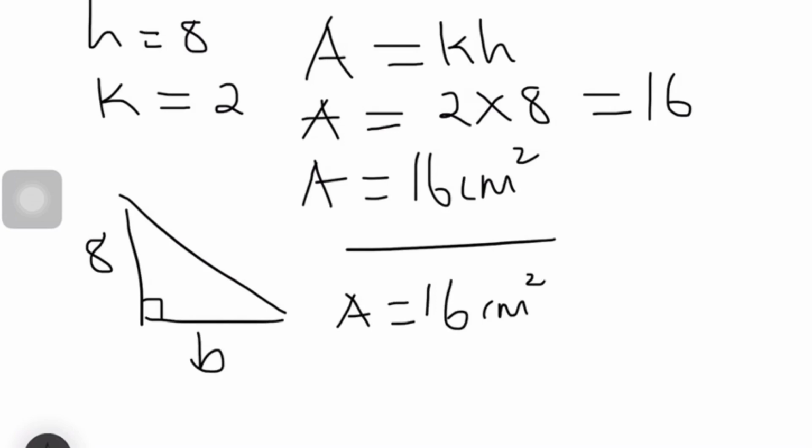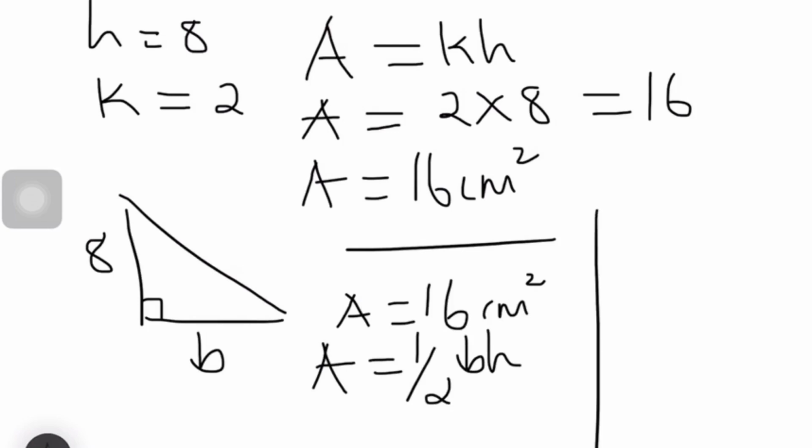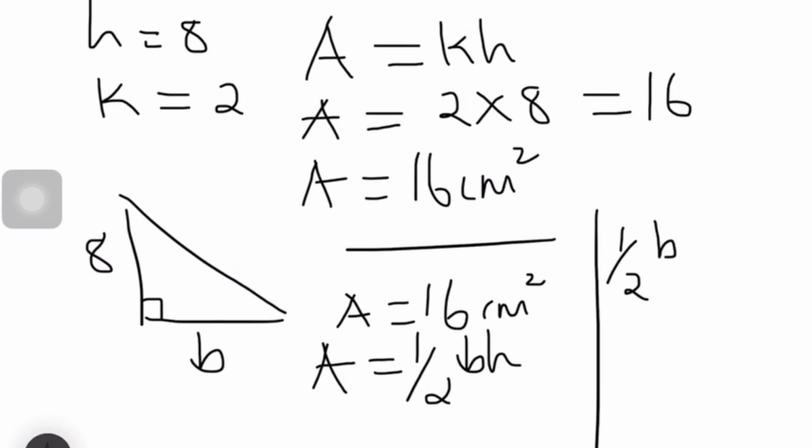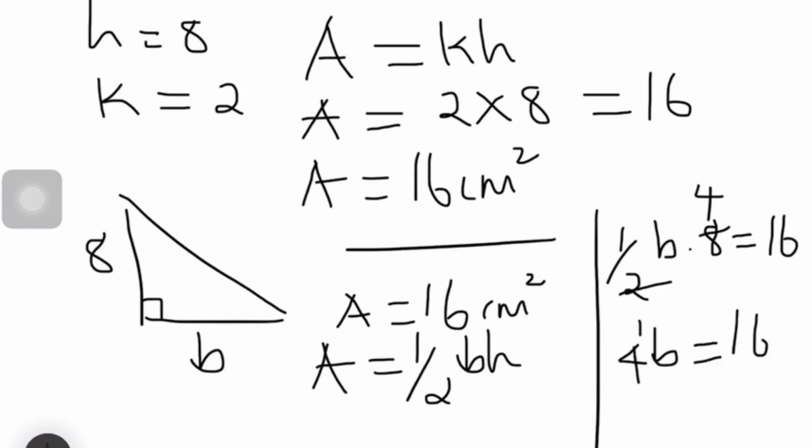So for you to get the base, you have to know the formula for finding the area of a triangle. The area of a triangle is a half base multiplied by height, right? Your base you don't have, that is what you are looking for. You have your h as 8, and the answer is 16. Cancel by 2, 1/2 of 8 is 4. 4b is equal to 16, and then you can find the value of b by dividing both sides by 4, and your b is equal to 4 centimeters.